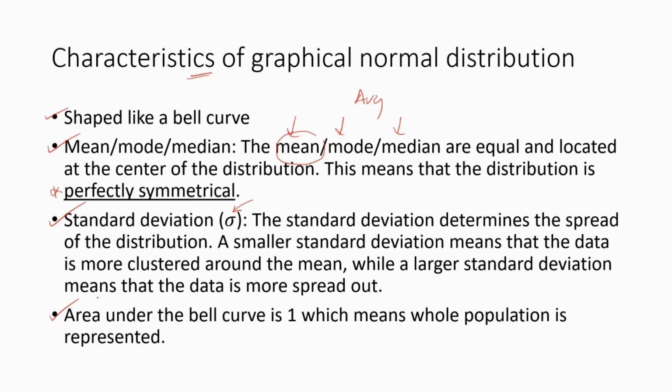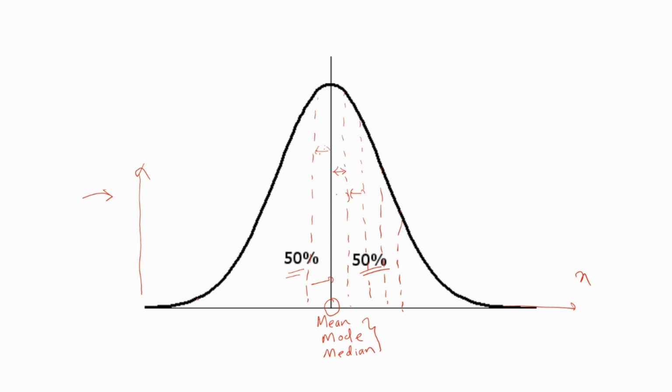The area under the bell curve is 1, which means the whole population is represented. This means this whole area under this bell curve equals 1. Area equals 1. 1 equals 100%. The decimal 1 is the representation of 100%, which means in normal distribution, the whole population is considered. You will understand this once we do an example.